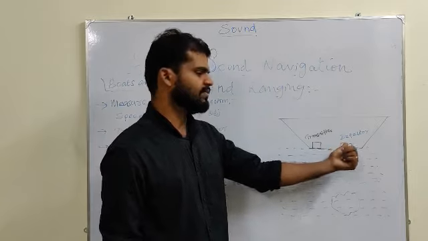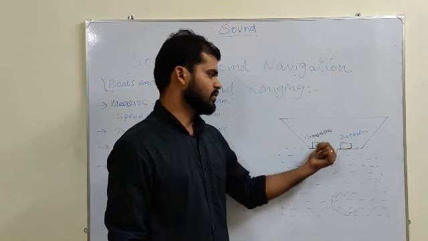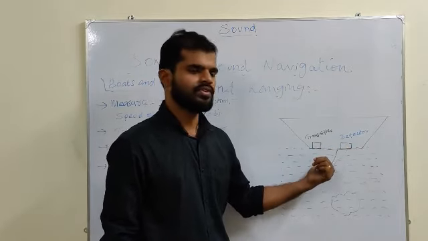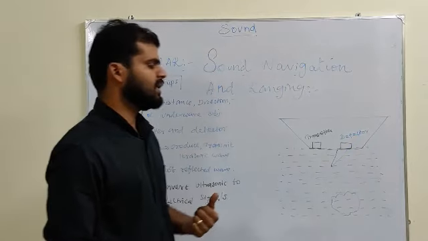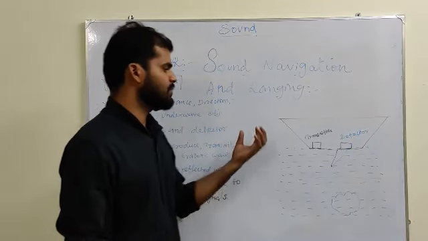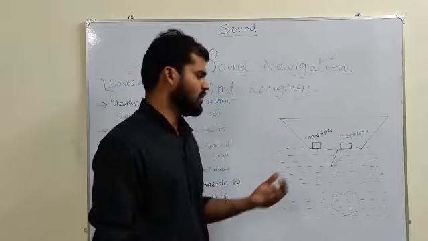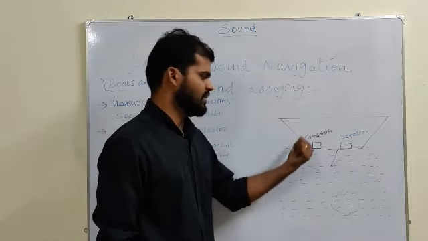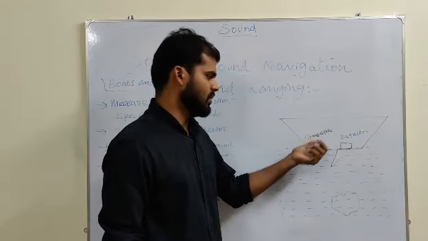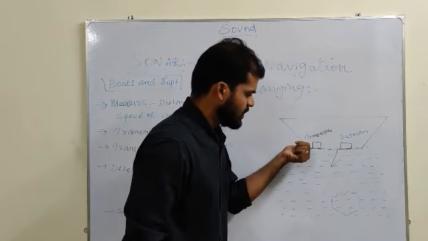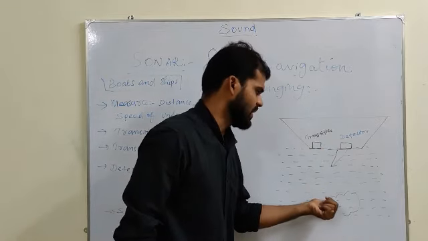So this is the transmitter, for example, and this is the detector. The transmitter and detector are used in a ship. So what is the use of the transmitter? The transmitter produces the ultrasonic sound and transmits it to the ground, which means it will transmit the sound. Ultrasonic sound can be passed into the water, right?